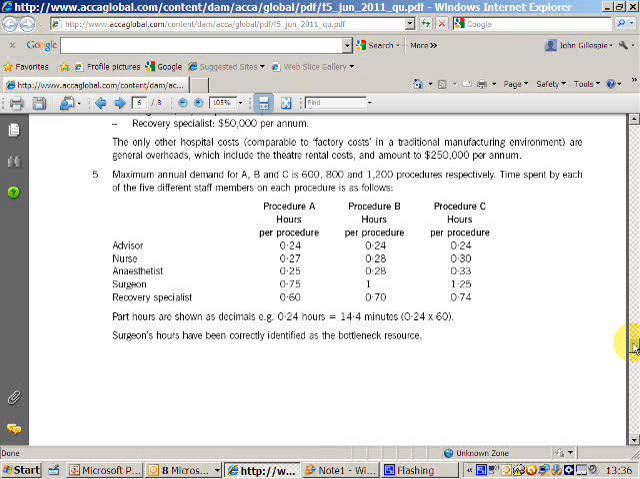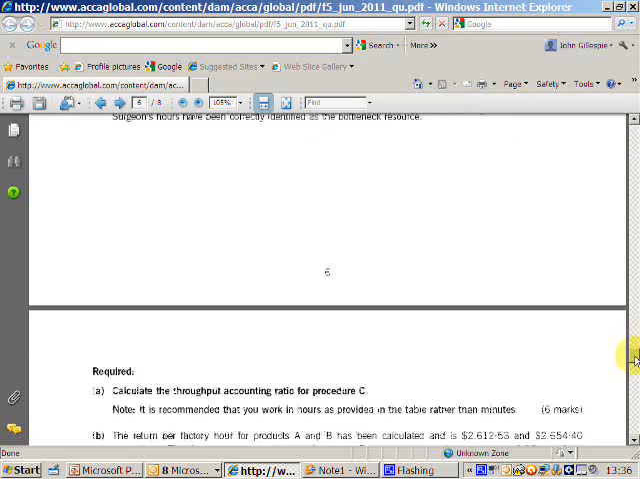Another calculation we could do here is to multiply the time for each procedure by the number of procedures to get an idea as to whether or not we've got a capacity constraint. And if you work that out, you'll find that you haven't got enough hours for the surgeon to meet the full demand. We have enough time for the other process steps, but we'll come back to that in a minute.